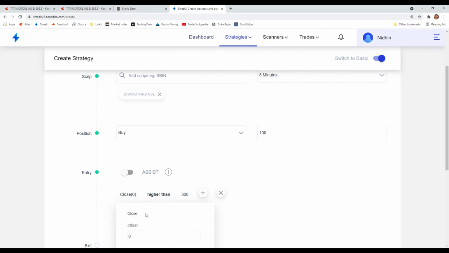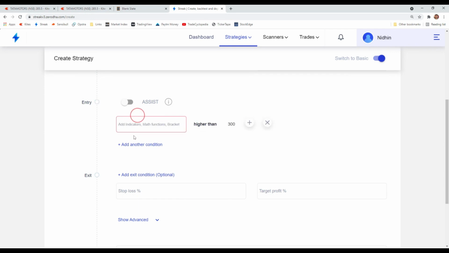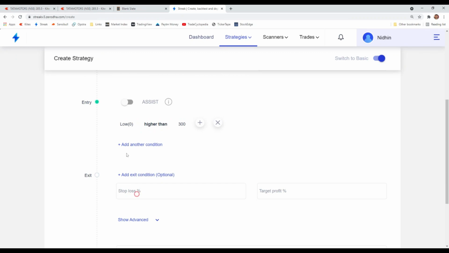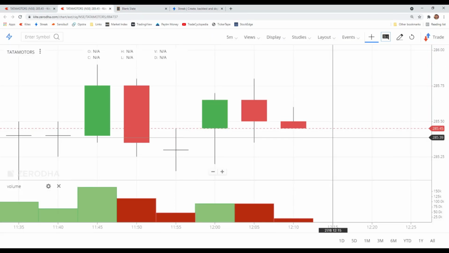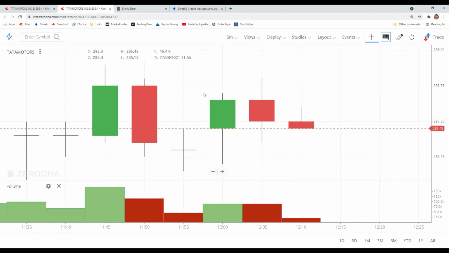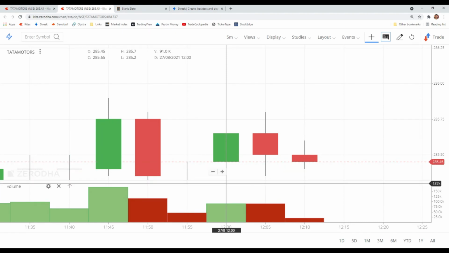Similarly, we can change this close to anything. We can change this close to low. That means the low of a candle higher than, we can specify any candle pattern, let it be low. If it is low, then this would be here. So if this is a bullish candle, for example, then the low is here.